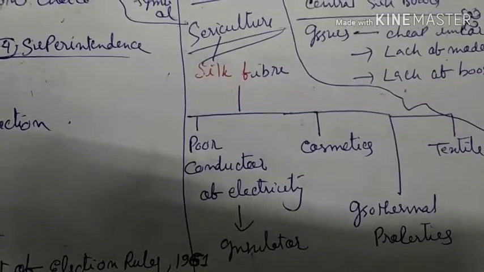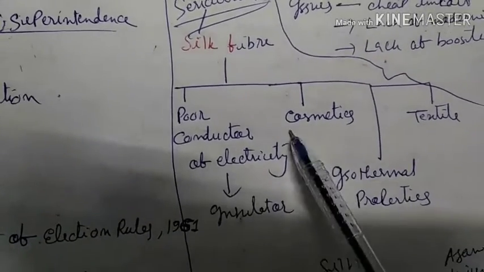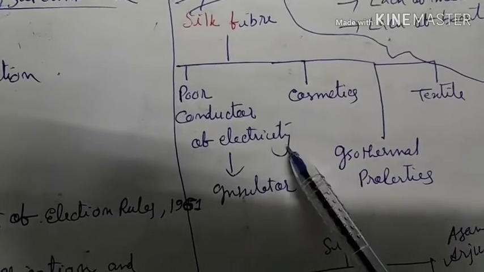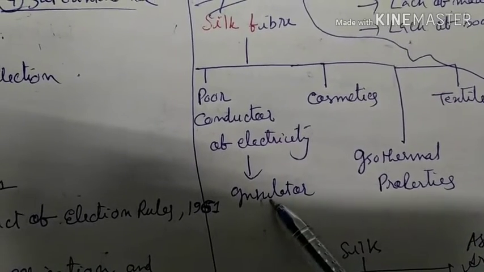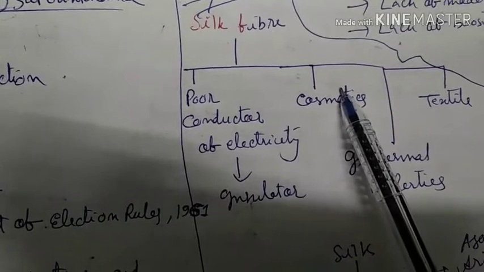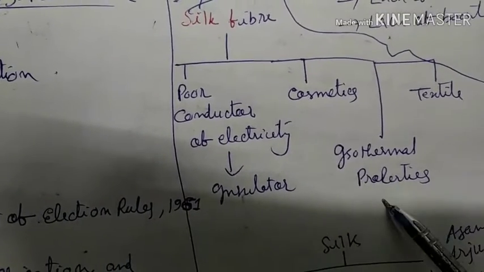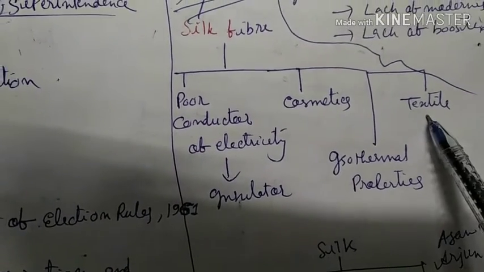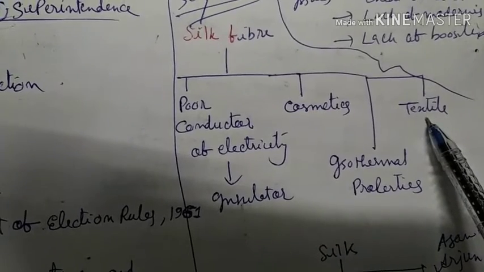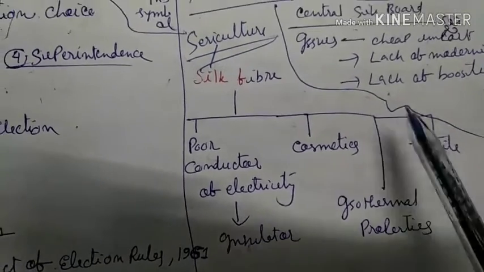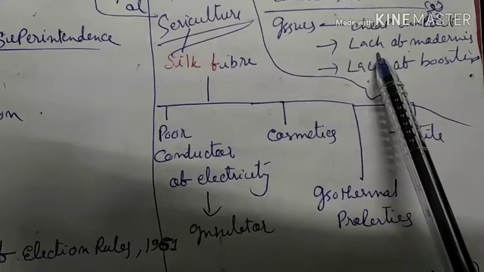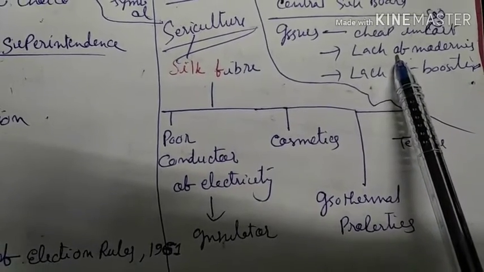Sericulture: try to find out what sericulture is. Silk is a fiber, it has various uses. It is a poor conductor of electricity, that's why it can work as an insulator. It is used in cosmetics, it has isothermal property, and we all know that it is the finest fabric for the textile industry. What are the issues faced by the silk industry?